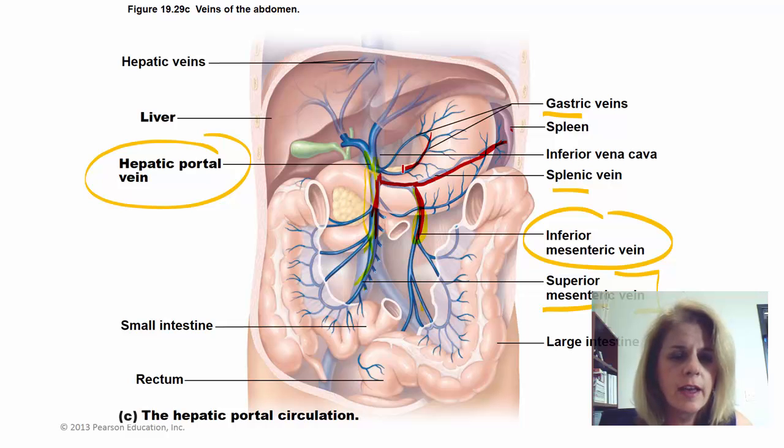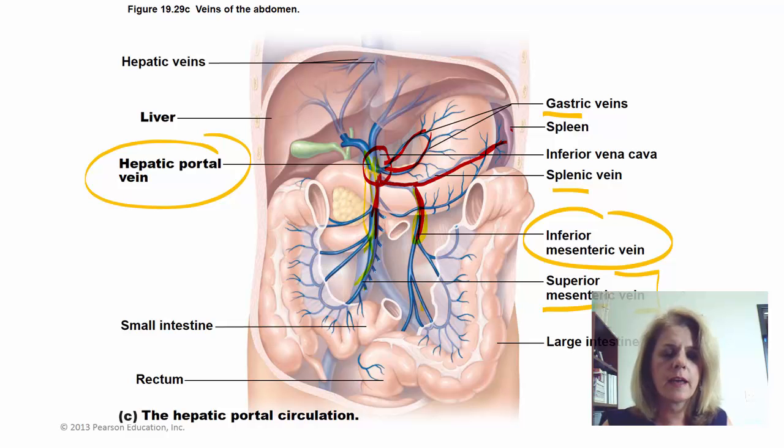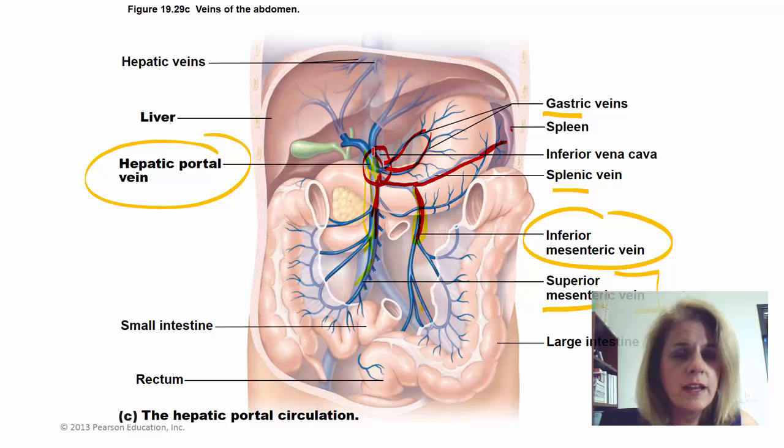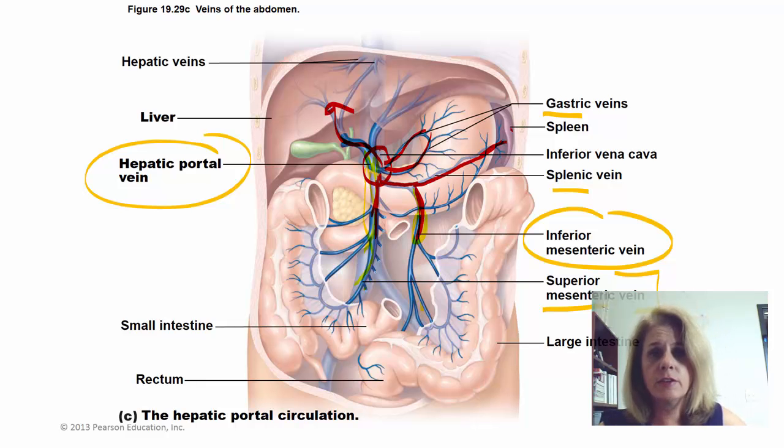Here are your gastric veins. They're going to come in and join at this same point. So where all of these come together and all that blood's emptying in from the spleen and the stomach and the intestines, we call that the hepatic portal vein. That blood will then enter into the liver. Okay, so that blood's going to be filtered through the liver. Then that blood is going to go into the inferior vena cava.